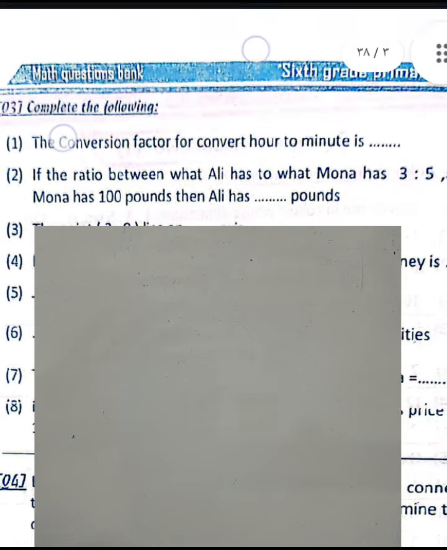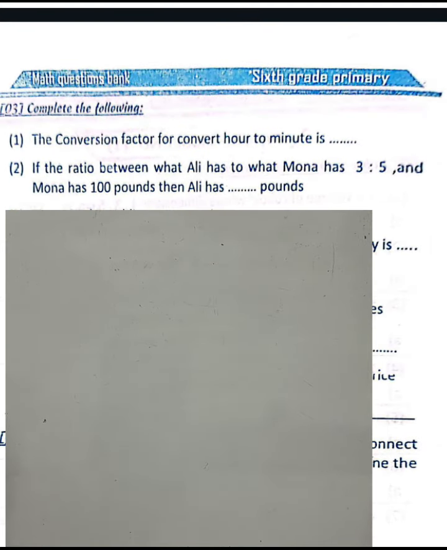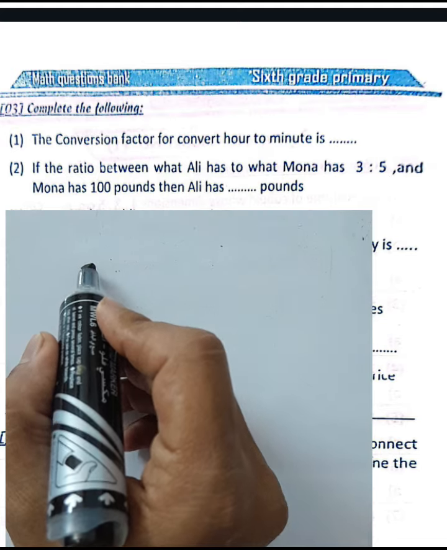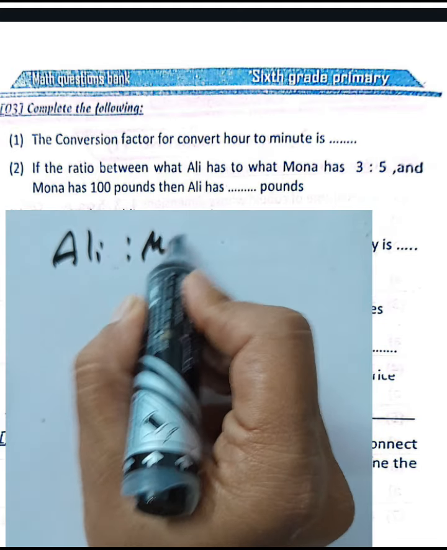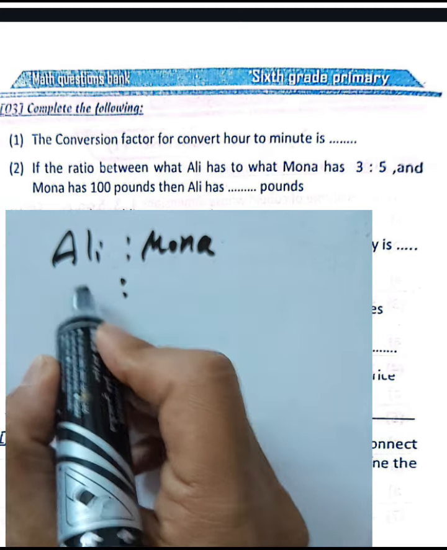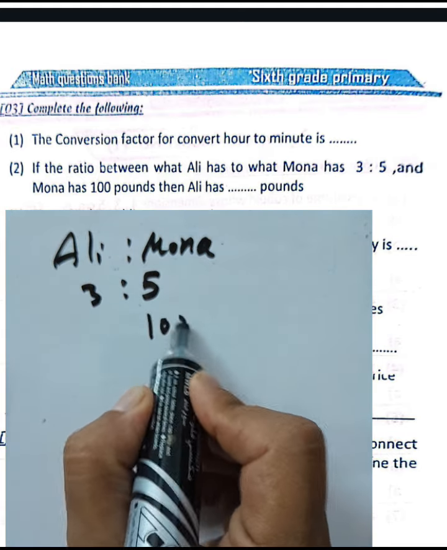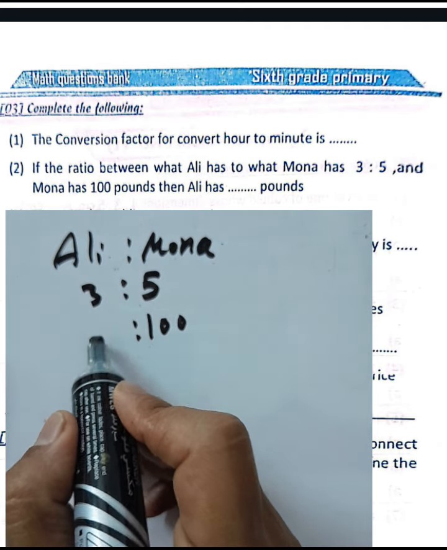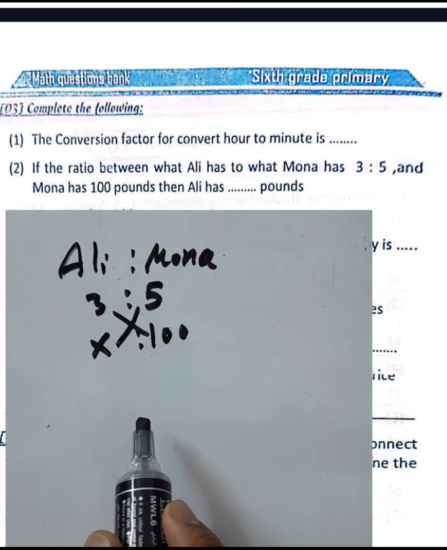This is a step. Question number 2. If the ratio between what Ali has to what Mona has is 3 to 5, then we can write here the ratio between what Ali has to what Mona has, 3 to 5. And Mona has 100 Egyptian lira. You want to find what Ali has with X here, using the product of extremes equals the product of means.